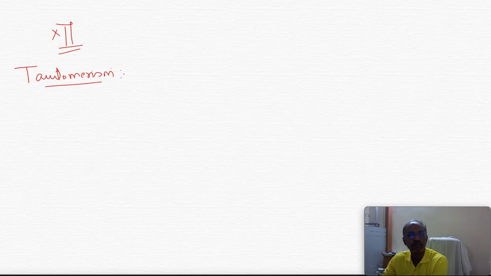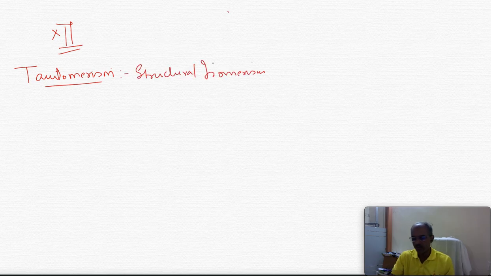Fine, so we'll start with tautomerism. Tautomers are structural isomers which differ in the position of atoms due to the migration of an alpha hydrogen atom or acidic hydrogen atom.